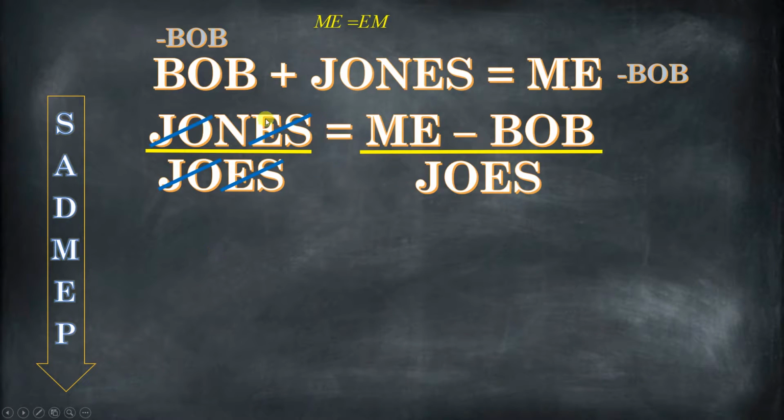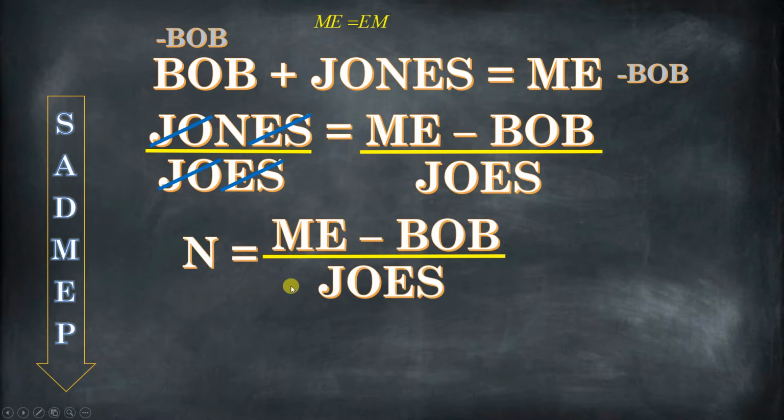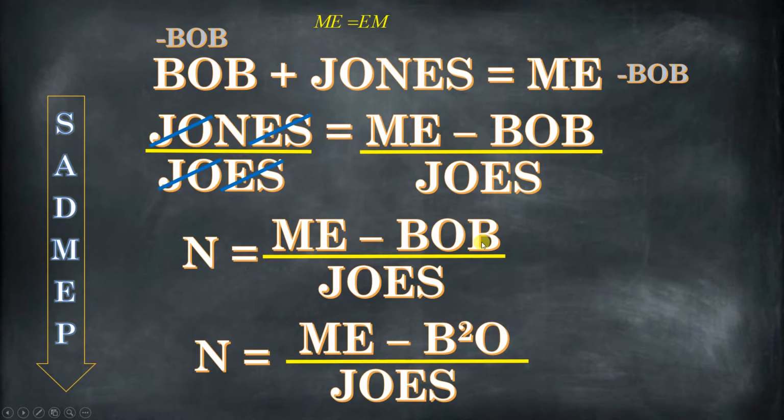And on the left, everything reduces except for the N, and we're left with N equals ME minus BOB divided by JOES. Now, this is math, not English, so b times b, you can rearrange those. That would be b squared, right? Yeah. Here's the key idea.